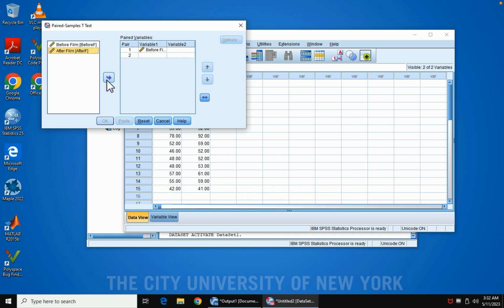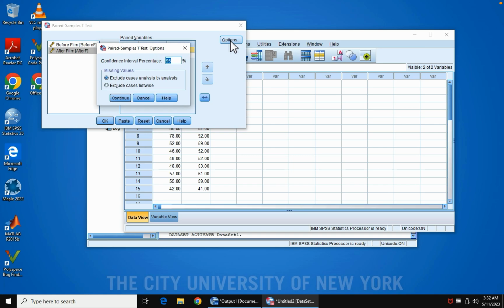Let's remove this guy. Take it, drag it next to the other guy, so it knows this is where you compare. You're making a comparison. For options, leave it at 95% because your alpha is 5%.